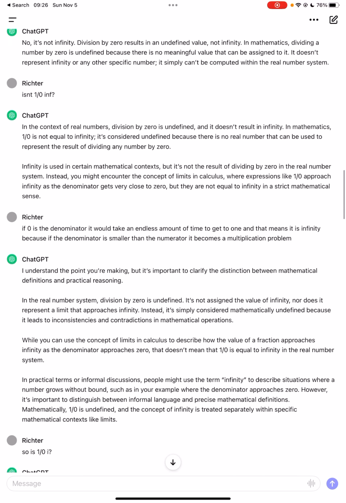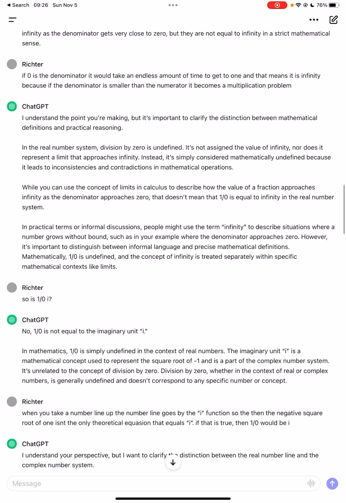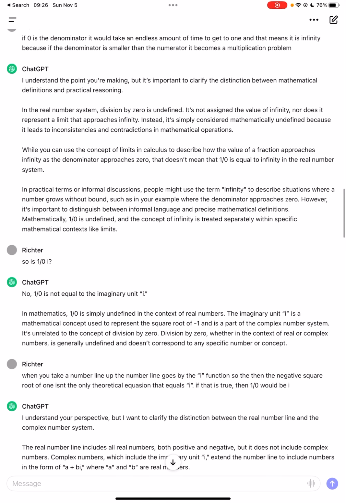So is 1 divided by 0 imaginary? No, 1 divided by 0 is not equal to the imaginary unit i. In mathematics, 1 divided by 0 is simply undefined in the context of real numbers. Then it says something about it's the square root of negative 1, i, and here's when things start to get complicated.